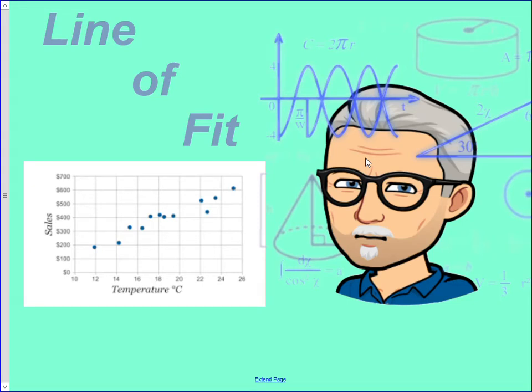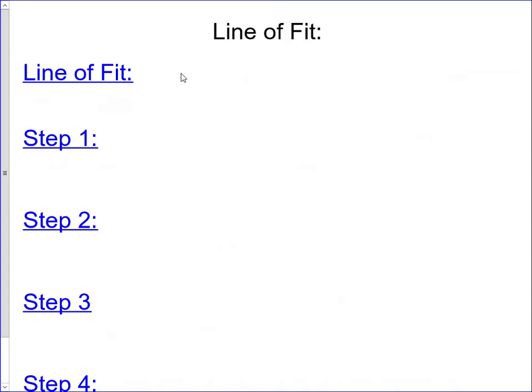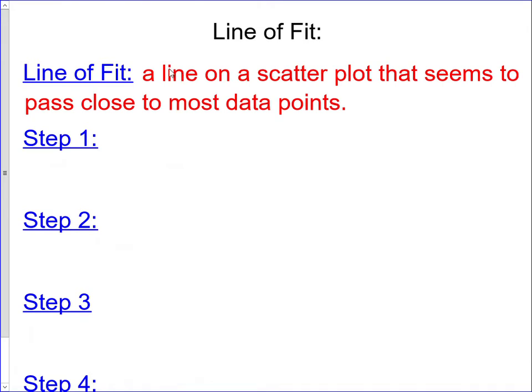In our video Intro to Scatter Plots, we talked about what a scatter plot was and the three different types of correlations that scatter plots can have. Today we're going to talk about a line of fit, sometimes also referred to as the line of best fit. Well, the line of fit is a line on a scatter plot that seems to pass close to most of the data points. It's not going to cross exactly through all of them, but you're trying to get one that is just an average of all those points, as close to as many points as you can get it.